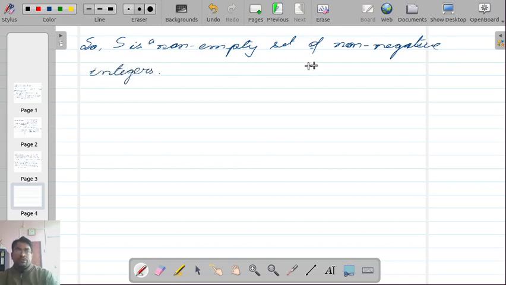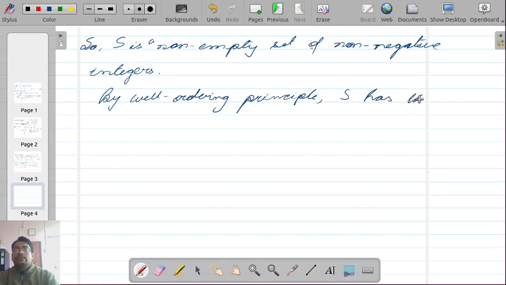So S is a non-empty set of non-negative integers, right? So by the well ordering principle, here we see the application of the well ordering principle, S has a least element. Suppose that we have named that least element as R.